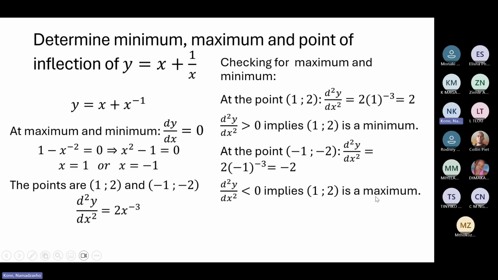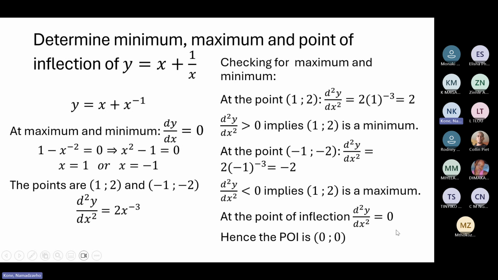Then finally, we want to find the point of inflection. So we must take this second order derivative, put it equal to 0, and solve for x. When we do that, we find that 2x to the power of 3 equals 0, which means x is equal to 0. Then we find that the point is 0 is to 0, because when we take this x equals 0 to the original equation, we put 0 there and 0 there, it means that this does not exist.